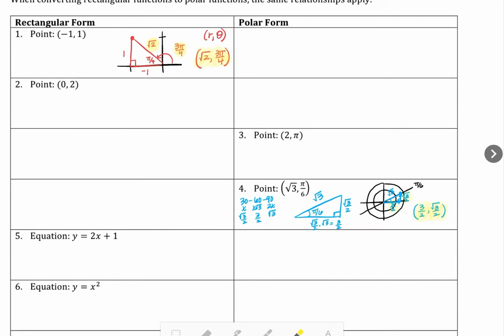Pause the video now, try everything else on this first page, and press play or unpause the video when you're ready to try the second page.